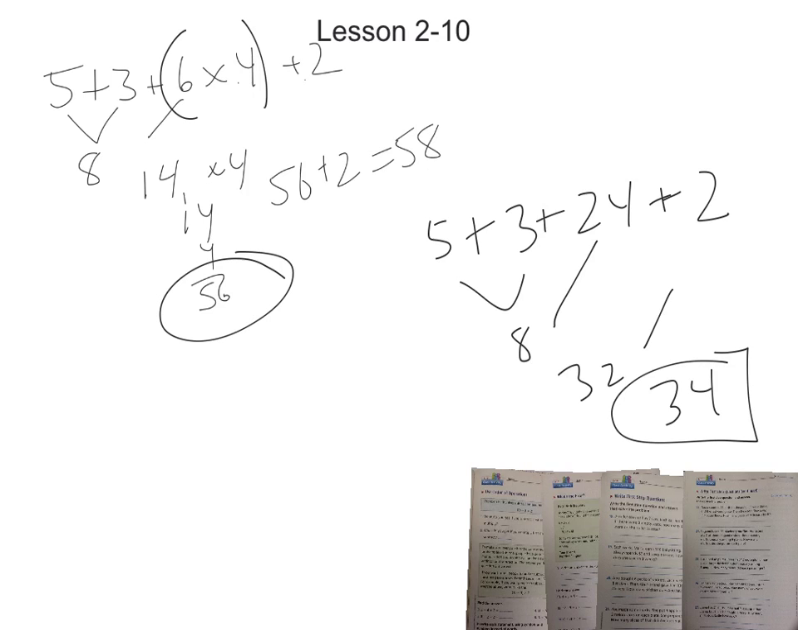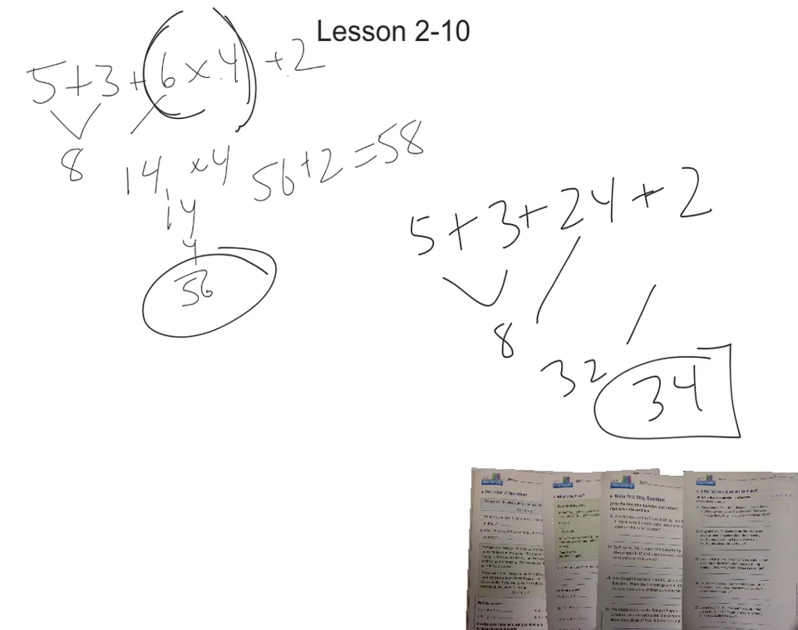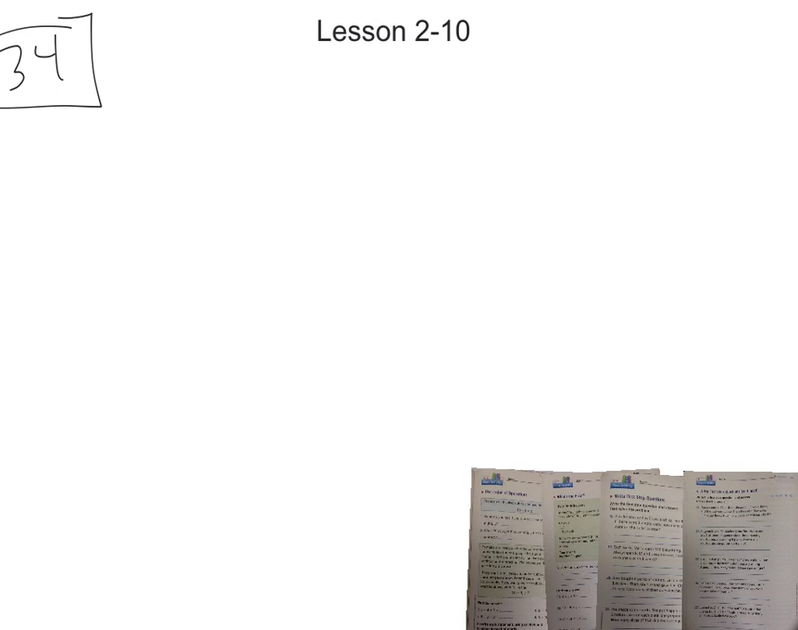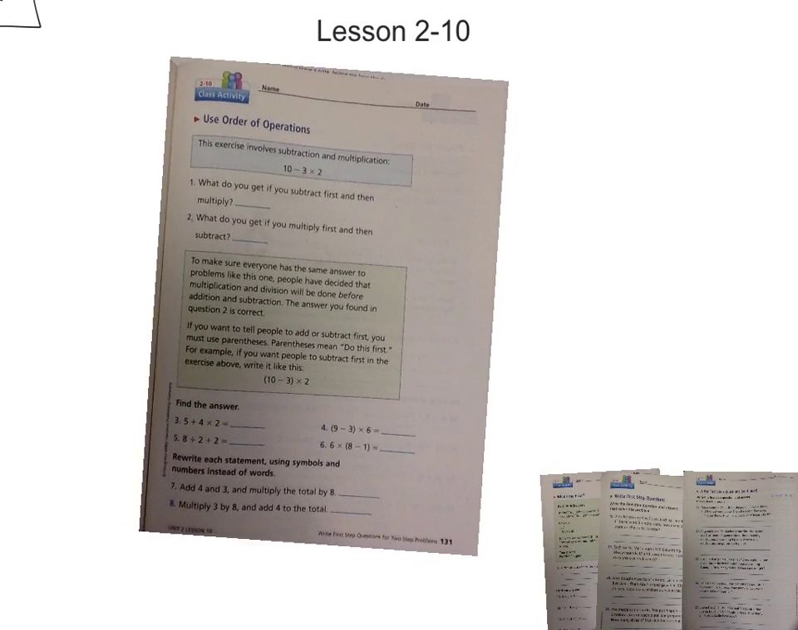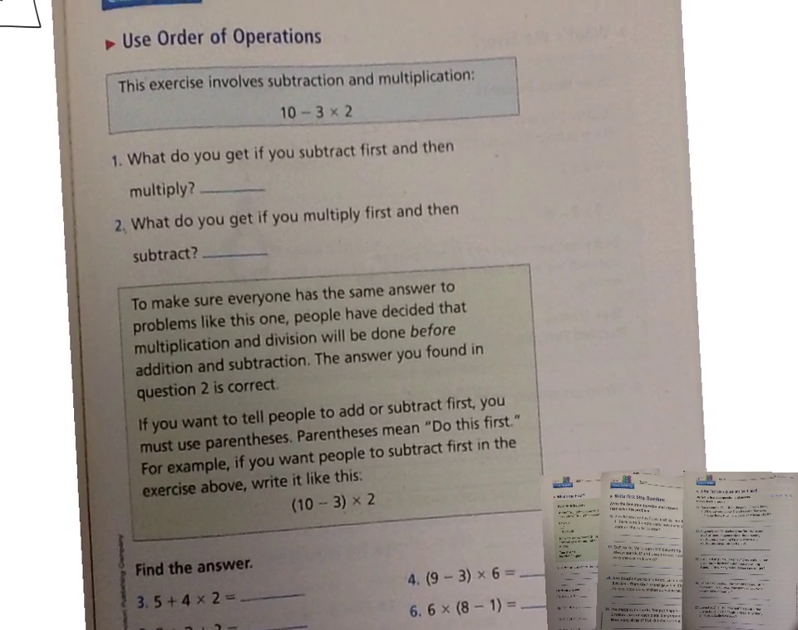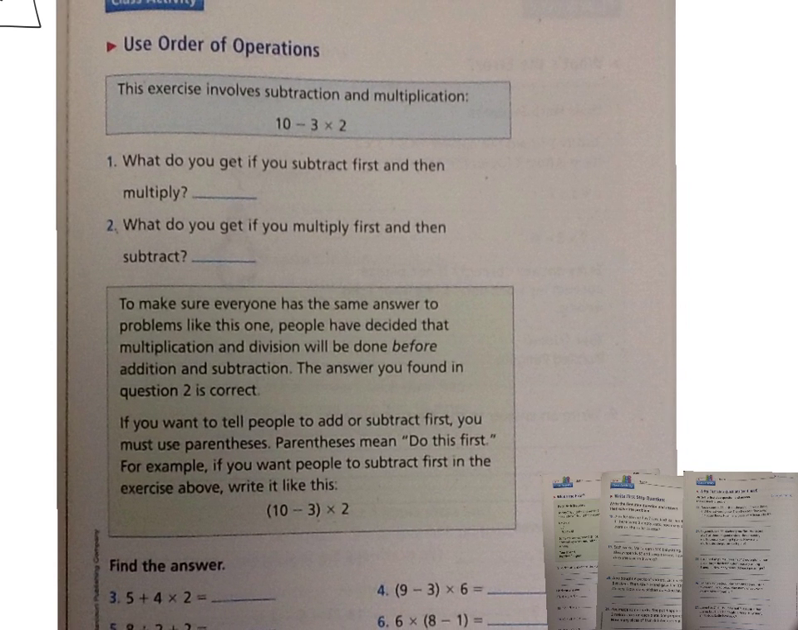You get 58 when you do it wrong. So the right answer is to do the multiplication first. Okay, if it were division, you would do that first. And a lot of today's lesson has to do with that. So I want you to turn to the first page. On page 131, it says this exercise involves subtraction and multiplication.